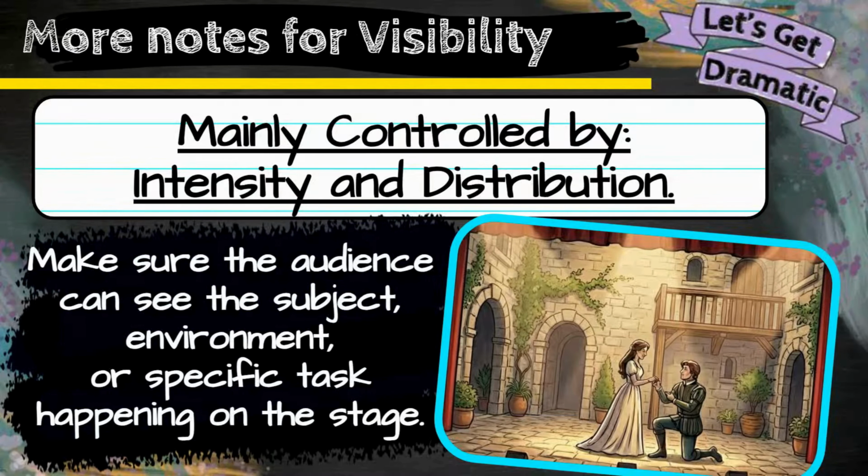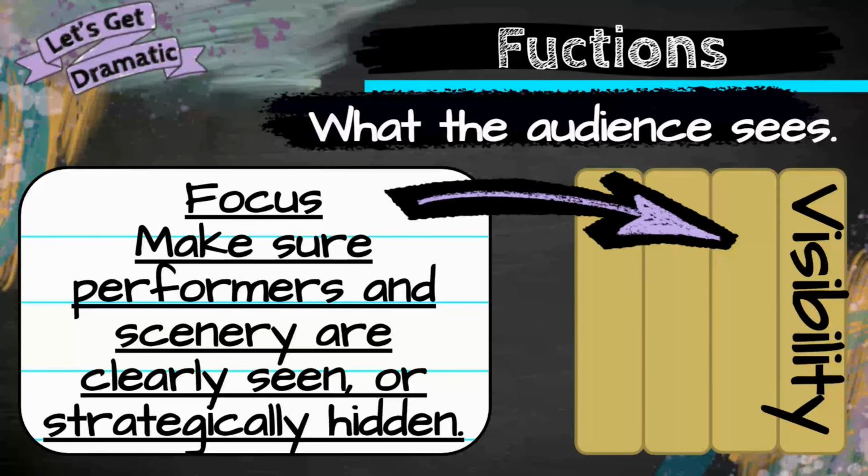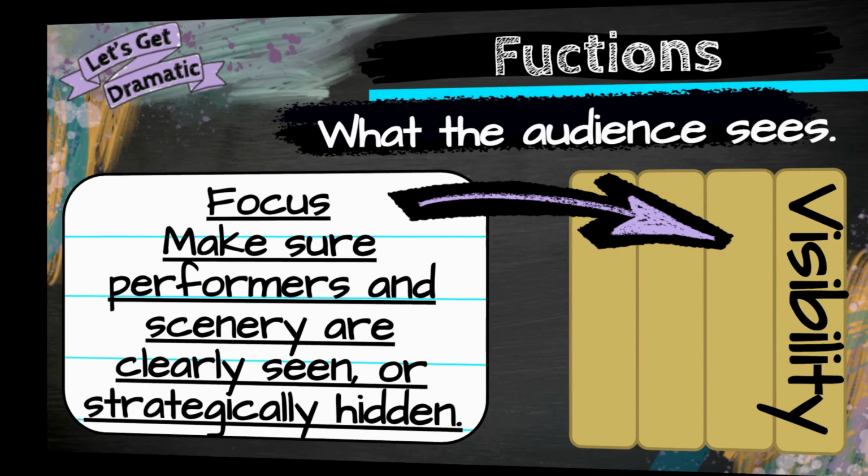It's mainly controlled by intensity and distribution. Make sure the audience can see the subject, environment, or specific task happening on the stage. And you want to make sure that the audience can see the emotions and the facial expressions of the actors. The second one is focus. Make sure the performers and scenery are clearly seen and or strategically hidden.